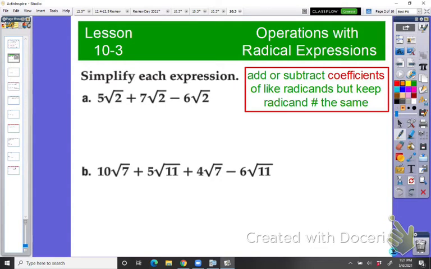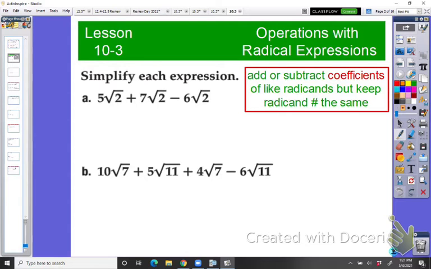This is lesson 10.3, operations with radical expressions. Make sure you take the notes in your note packet as I write them on the board here and follow along. There will be some questions where you have to do them on your own and then email me them for credit. That is your homework.